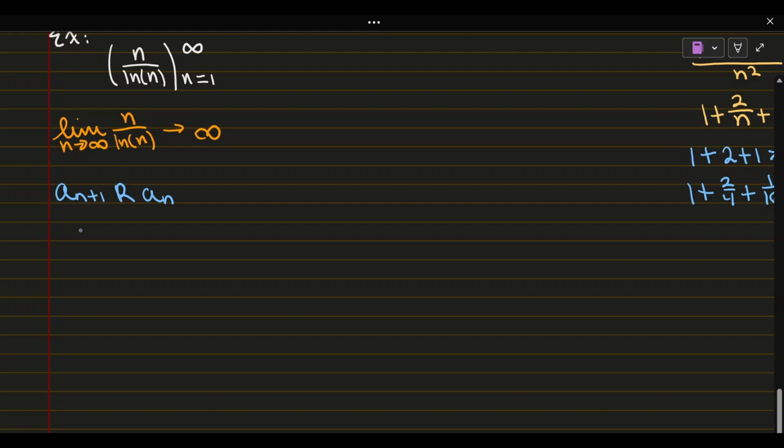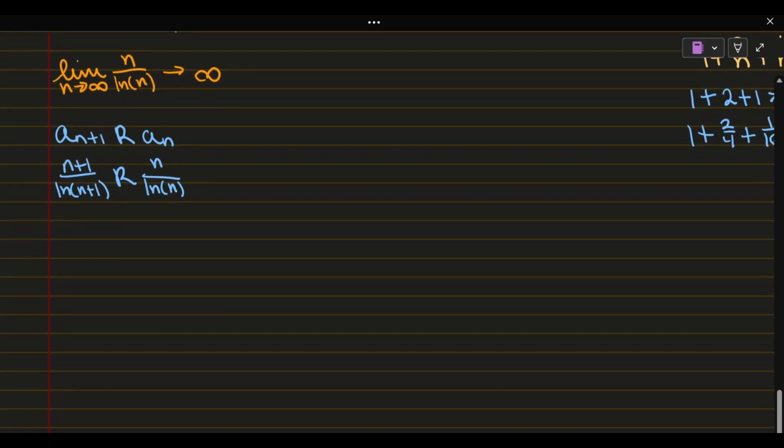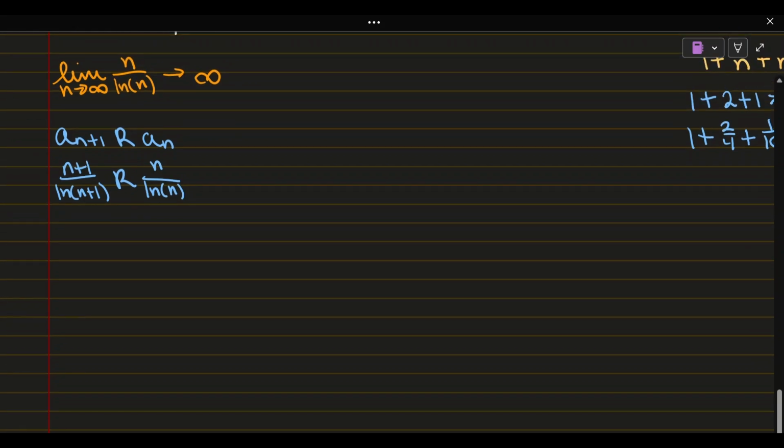So I'm going to use my trick again. So I have n plus 1 over ln(n+1) is related in some way to n over ln n. Okay, so maybe we just test some values here and kind of figure out how things are related. So let's go ahead and multiply both sides by ln n and ln(n+1) to give us ln n times (n+1) versus ln(n+1) times n.